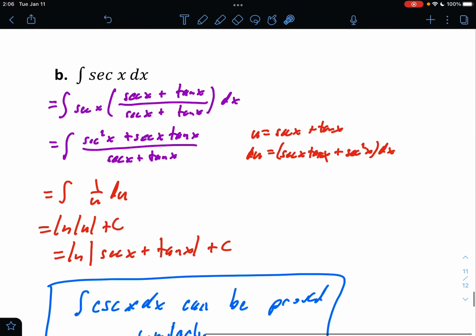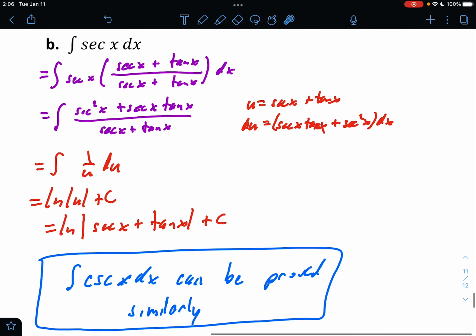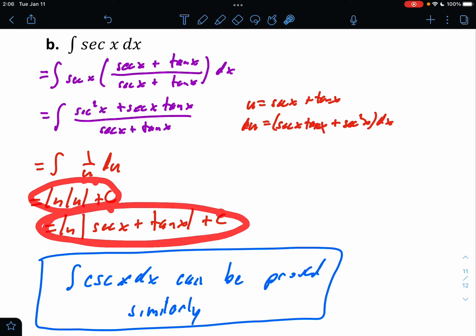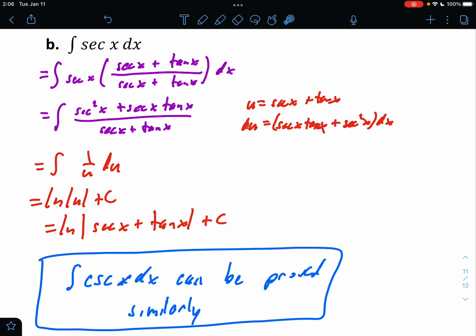Same thing over here. We could do this every time for the integral of secant. So you have to multiply by secant plus tangent over secant plus tangent. Who's going to remember to do that? Simplify, substitute for the denominator. We get here, take the antiderivative and resubstitute back in, and there's your answer. Or you can simply memorize. The antiderivative of secant is this. And cosecant can be done in the same manner.